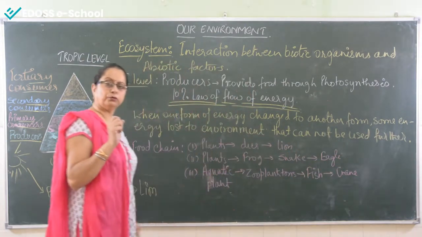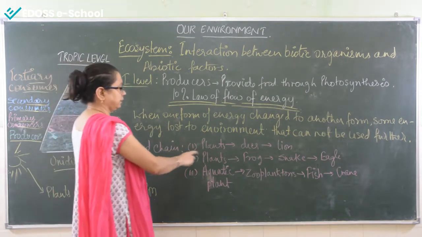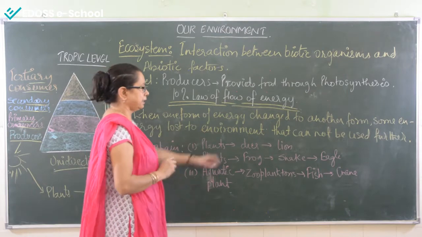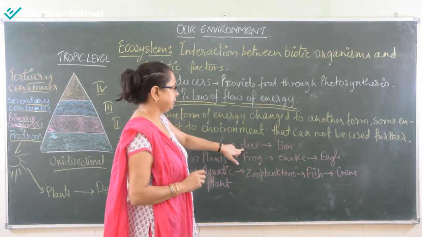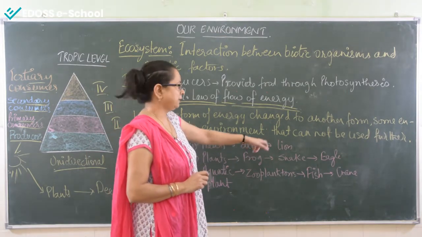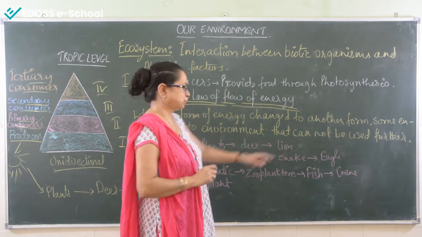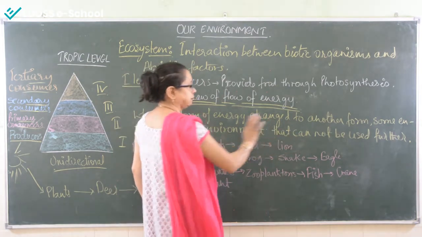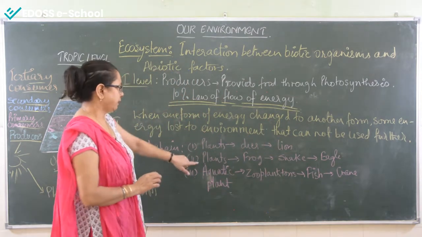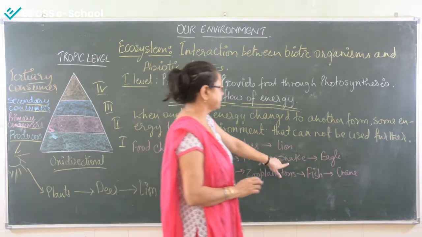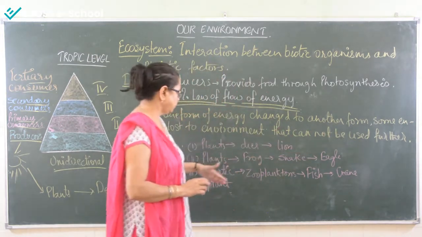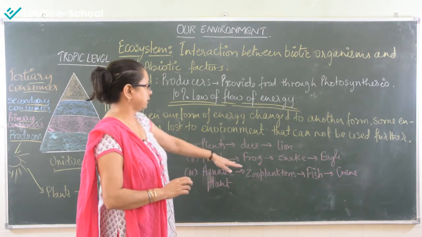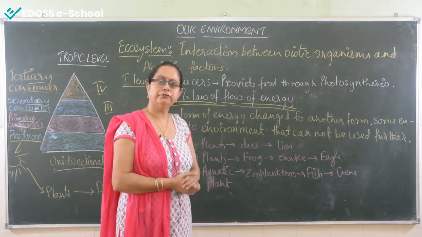If we are talking about the trophic level, here the plant is the first trophic level. They are the producers, and plants are consumed by the deer. Deer are the second trophic level, and the third trophic level is the lion. So this food chain shows that the trophic levels here go up to the third level. Here plant is consumed by the frog, by the snake, by the eagle. Then at each consumption, the different trophic levels are shown here.